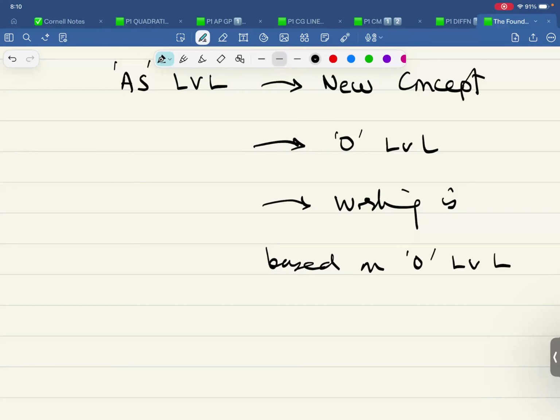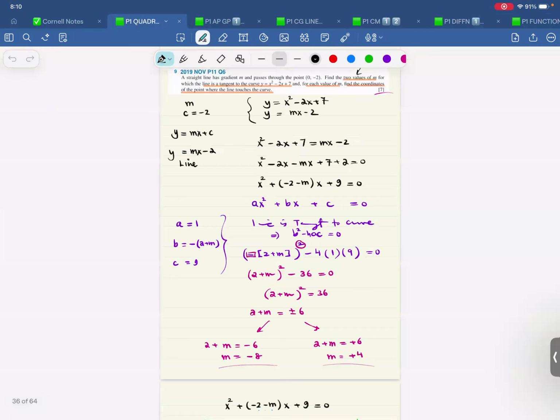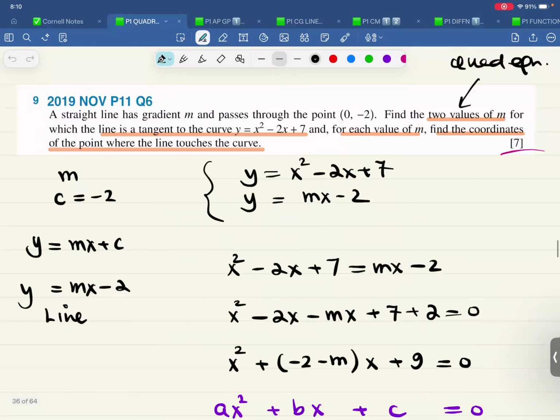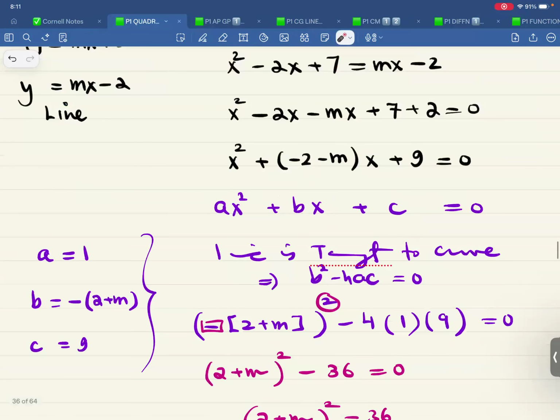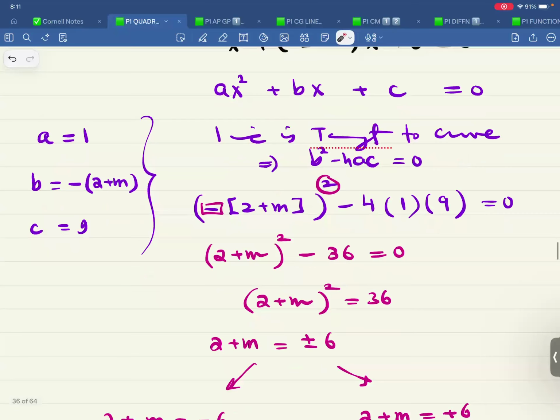Now, let me just show you something. This is an example of a past paper question. A straight line has a gradient m, passes through the point such and such, and find the two values of m for which the line is a tangent to the curve. Now, this is the curve equation. This is the line equation. You make a single equation, and now look at what they are doing. They are simplifying things. They are applying some concept that is about b square minus 4ac. So that's the value of b, that's the value of a, that's the value of c.